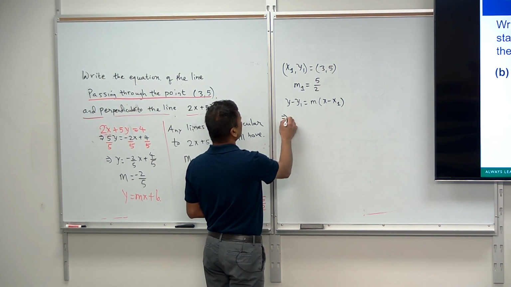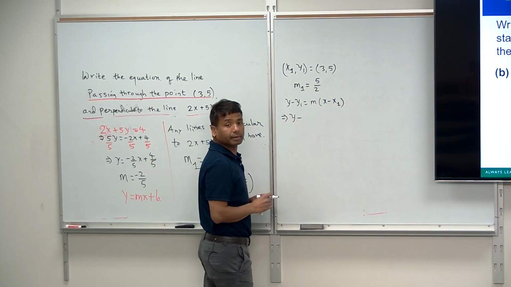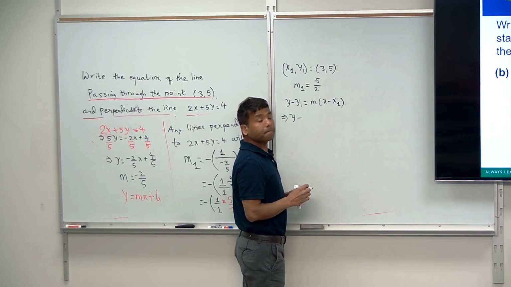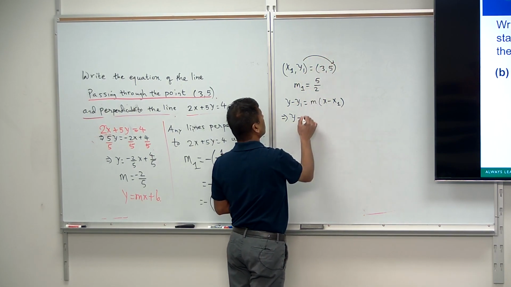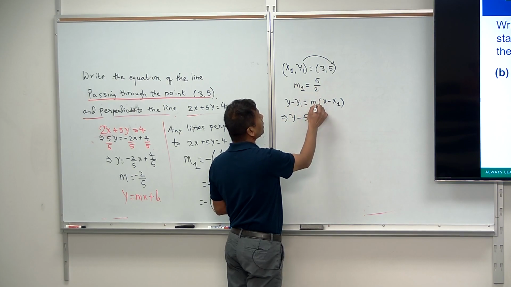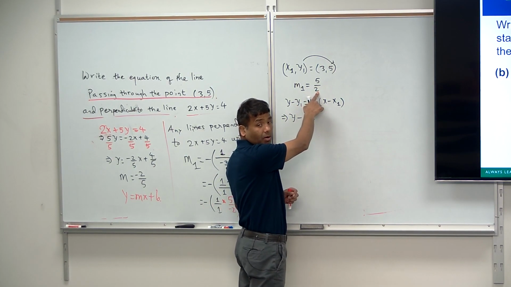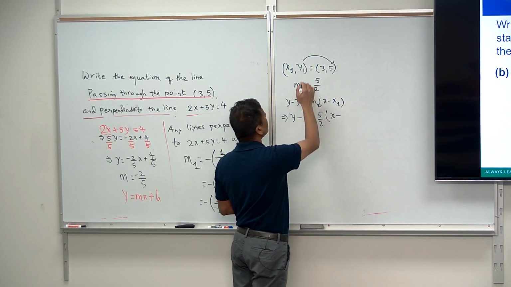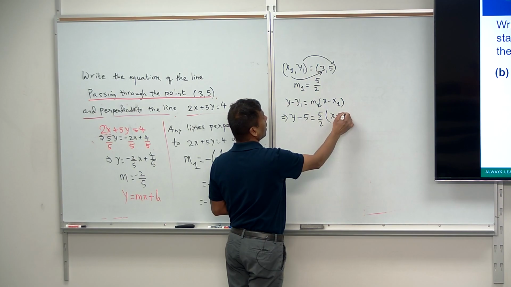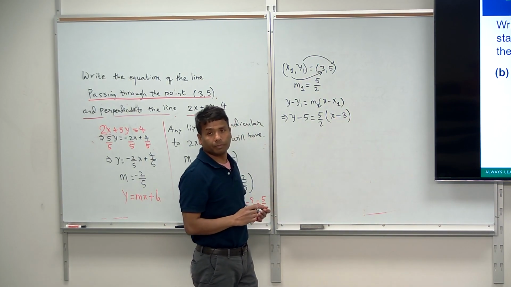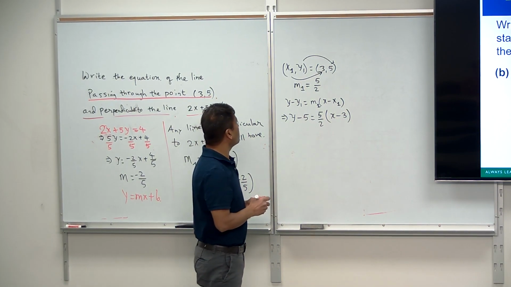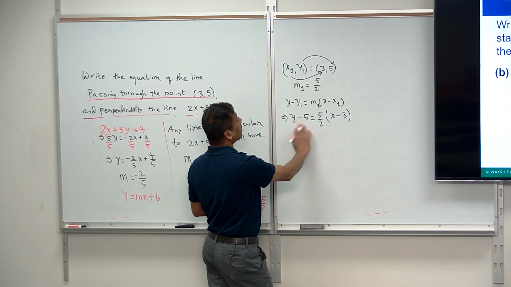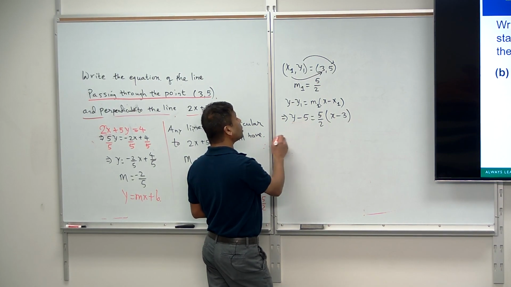So y minus, what is your y1? What is the value of y1? Yes, 5. So equal to, what is the value of slope? This is m1, okay, the slope is m1, right? What is the value of slope? 5/2 times x minus, what is your x1? 3. Good? So now, we need to find the equation of the line in slope-intercept form, okay?